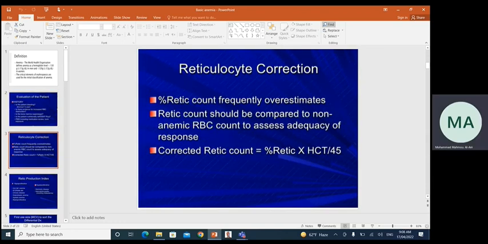Now, once you see the patient with anemia, the first step is to do a reticulocyte count. As you know, the reticulocyte count is between 0.5 to 2.5% of the total RBCs. And it's the last premature stage in the bone marrow before it is released to the peripheral circulation. It is increased when there is bleeding or hemolysis.